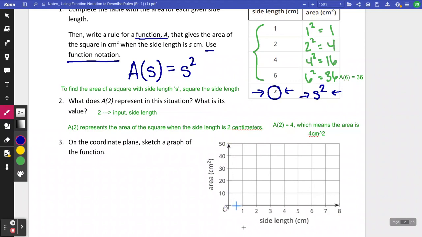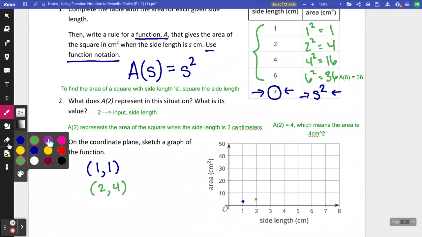So be careful. I want to do 1, 1. So that's going to be pretty low right there. That blue point, I'm just going to write over here, is at 1, 1. I've got a second row in our table that says side length of 2, area of 4. So I could go side length of 2, area of 4. That's going to be right there, close to that middle point. So that's 2, 4. And I can keep going.